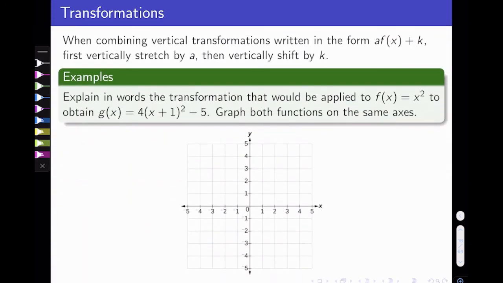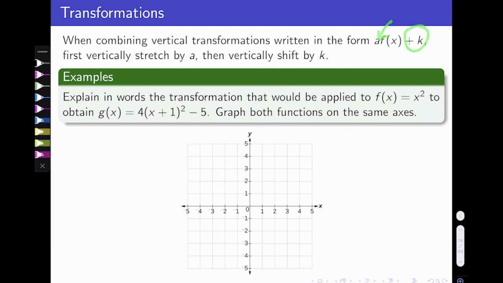Now let's combine all of these transformations together. So when combining vertical transformations written in the form a times f of x plus k, these are all changes to the y values because we're multiplying a y by a constant and we're adding. We first vertically stretch by a and then vertically shift by k. The reason we do that is because of order of operation, which tells us to do multiplication first and then addition second.